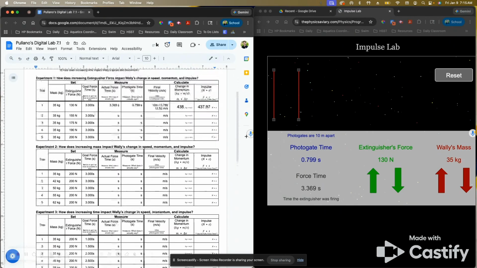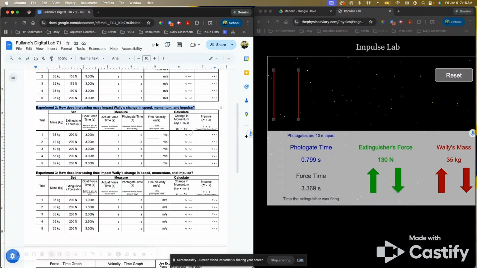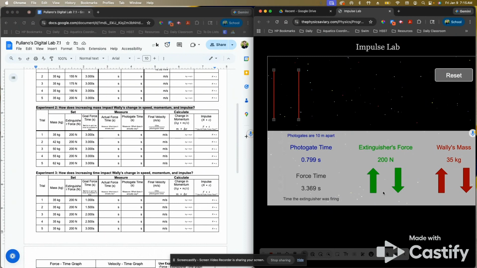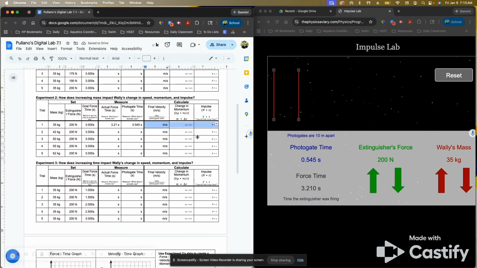For our second experiment, you'll iterate this again, and the only thing you will change is the extinguisher force. So each time you'll just change your extinguisher force to be a little bit stronger. For experiment two, we're going to increase the mass. So we're going to set our extinguisher force all the way up to 200. We're going to start with a mass of 35, and we're going to try to do our goal force time of 3 seconds. 1,000, 2,000, 3,000, shut it off. Goes through there, and I'll record my numbers. So the actual force time was 3.21. My photo gate time was 0.545, and then I'll do the same calculations that I just did.